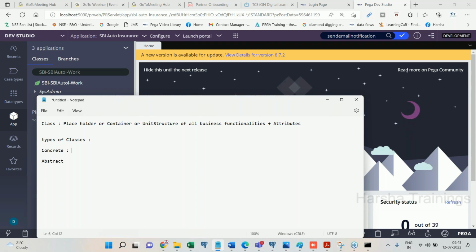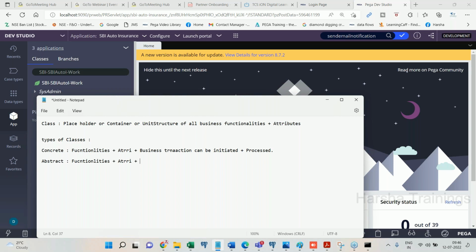There are two types of classes, concrete and abstract. I'll tell you as a statement. Whether it is concrete or abstract, you know that a class can have attributes plus functionalities, correct? In a concrete class, you can define functionalities, and there will be attributes and everything. Plus, a concrete class is the one where a business transaction can be initiated plus processed. And here also you have an abstract class: functionalities will be there, attributes will be there, but business transactions cannot be initiated.